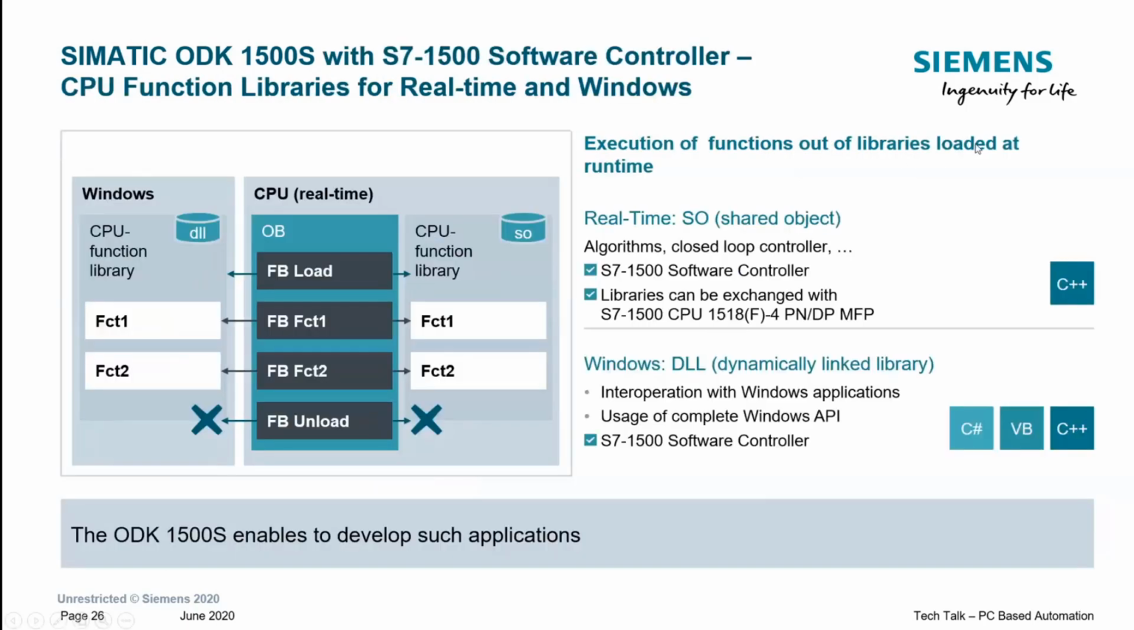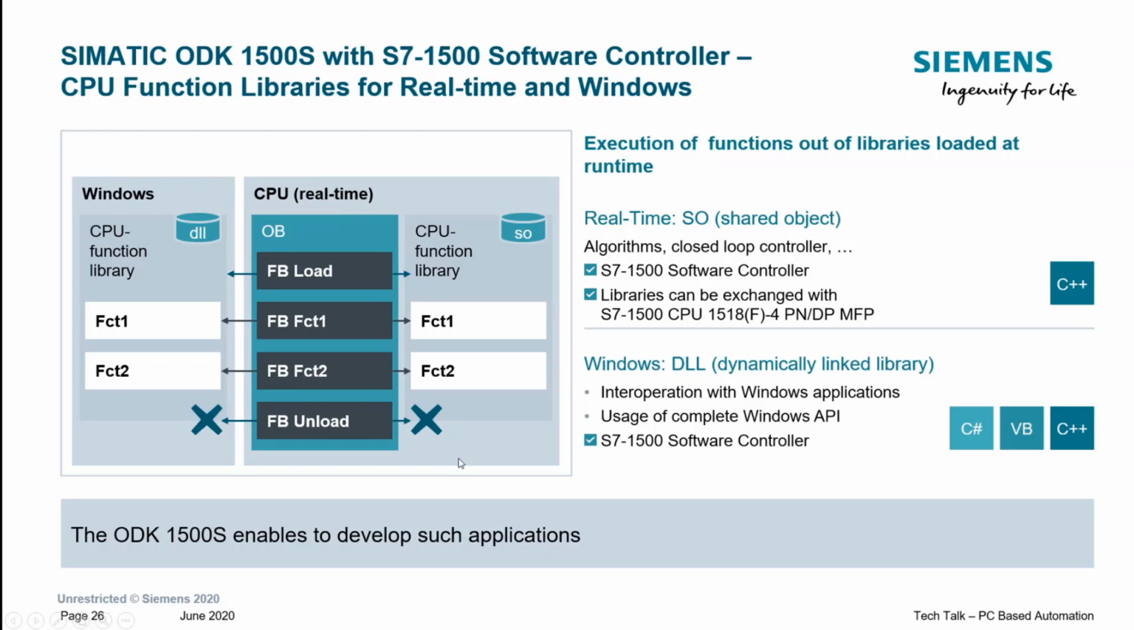Now, there's 2 types of ODK functions, and the difference is quite drastic. So if we just cast our mind back to the beginning of the slide deck when we looked at that hypervisor, and we looked at those two virtual machines, and we had a virtual machine for Windows, and we had a virtual machine for the soft PLC. The difference between these two ODK types is one executes its code inside of Windows, and the other one executes its code inside of that virtual machine where the software controller runs.